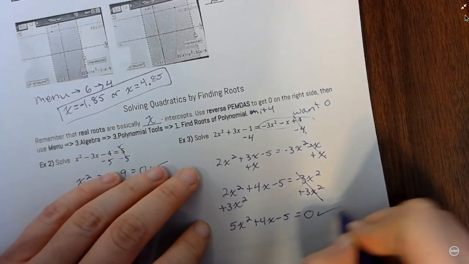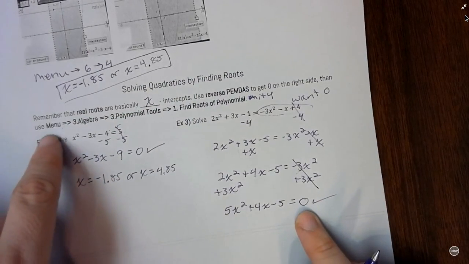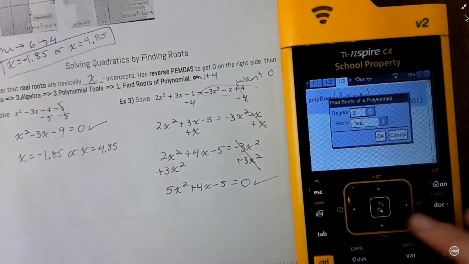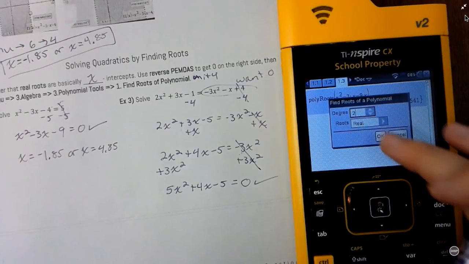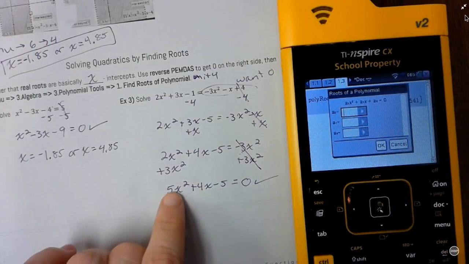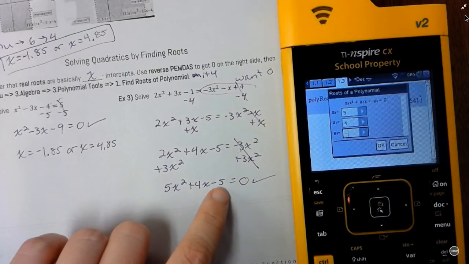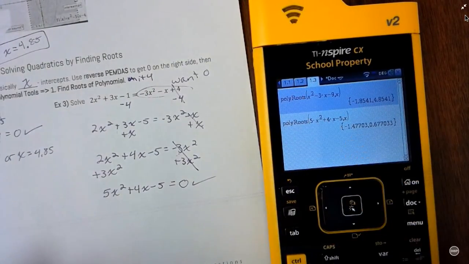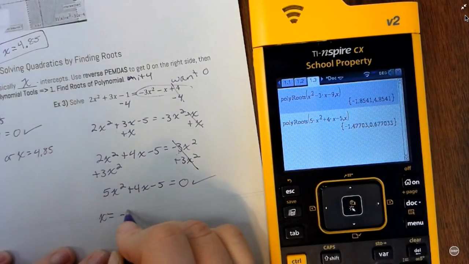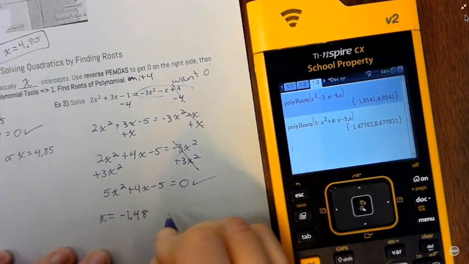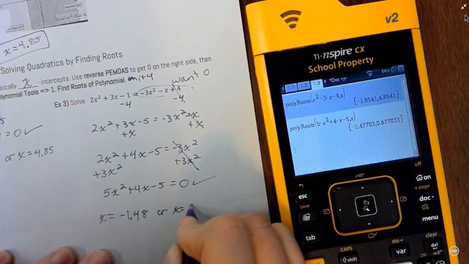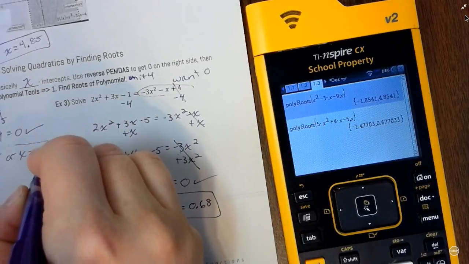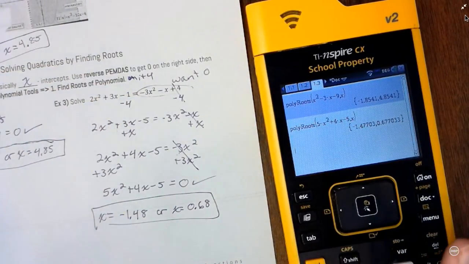And finally, I have 0 on the right side so that I can do menu 3, 3, 1. So menu 3, 3, 1, it's still degree 2. These are all going to be degree 2. Leave it on real and put in your coefficients. So 5, 4, negative 5. Press enter a couple times. And there are your roots right there. So x equals negative 1.48, rounded, or x equals 0.68. And there are your roots. So that's how you solve with the help of a calculator.